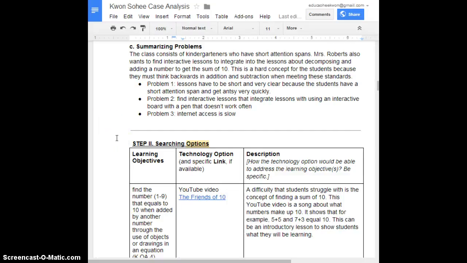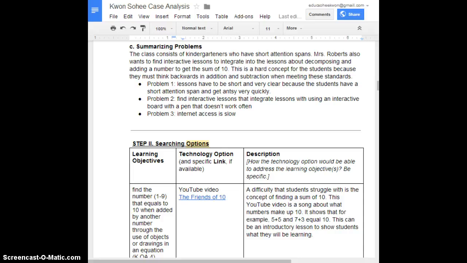Another problem was I had to find interactive lessons using an interactive board with a pen that often did not work. So I went to the school and visited a few times, and they have an interactive projector, but sometimes the pen that is connected with the interactive projector does not work, and so this was often quite frustrating. And another problem is that because of the location of the school, the internet access is usually slow or sometimes does not even work. So these are some of the problems that I encountered.